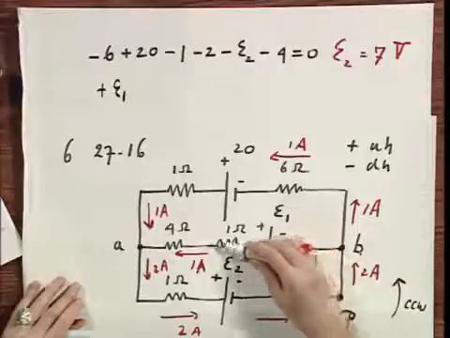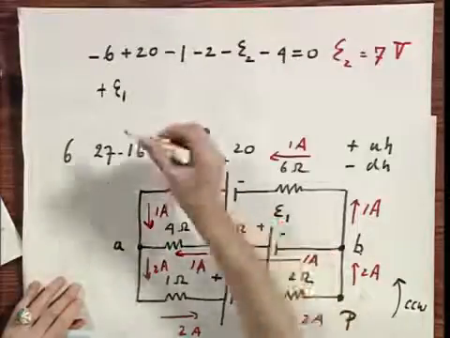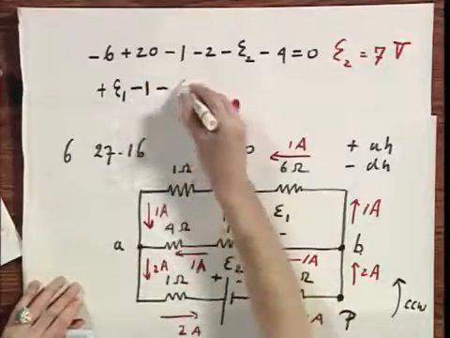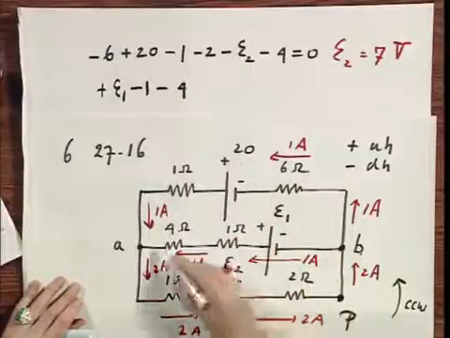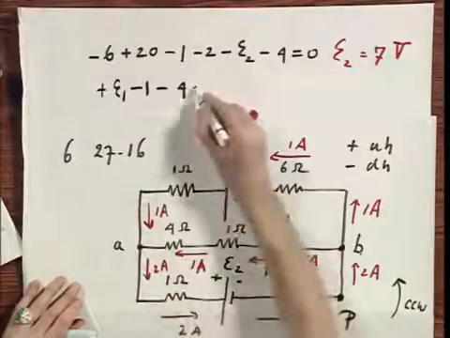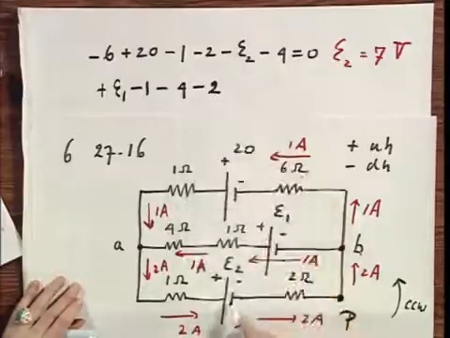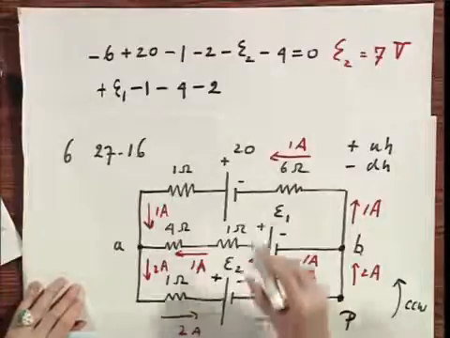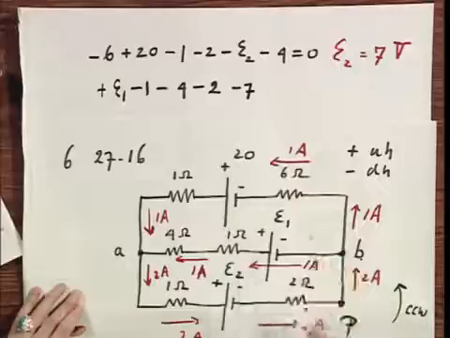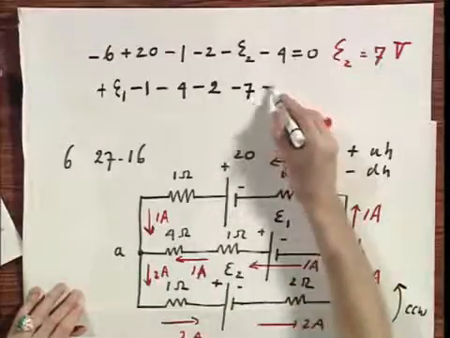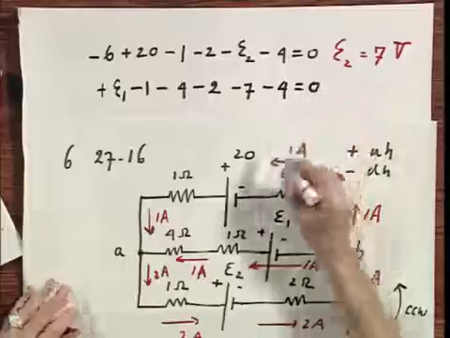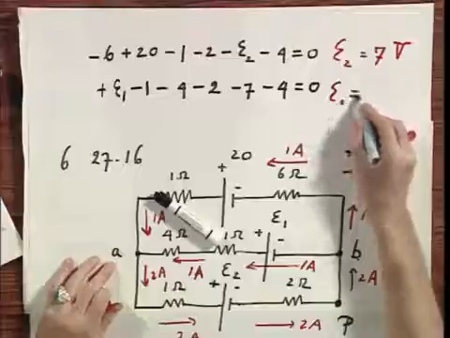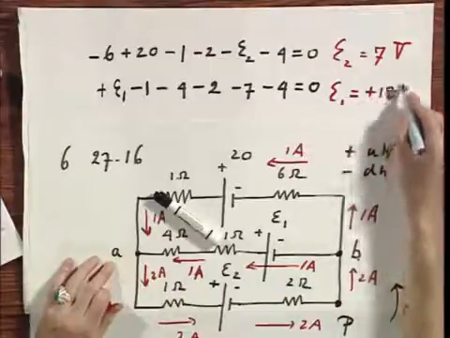Here I have 1 ampere going through 1 ohm. I go downhill in potential, minus 1. Here I go 4 volts down in potential, minus 4. I come around here, I go 2 volts down in potential, minus 2. Here I see E2. I go down in potential, 7 volts down, minus 7. Here I go 4 volts down in potential, minus 4. And according to Kirchhoff's law, that is 0. And if I did not make a mistake, I find that the EMF of that battery is plus 18 volts.